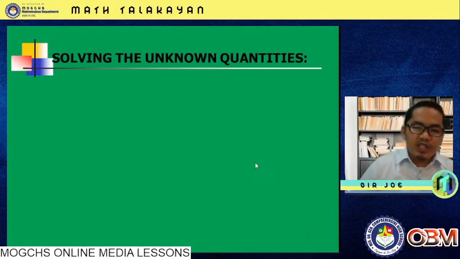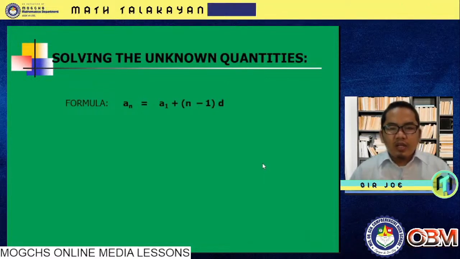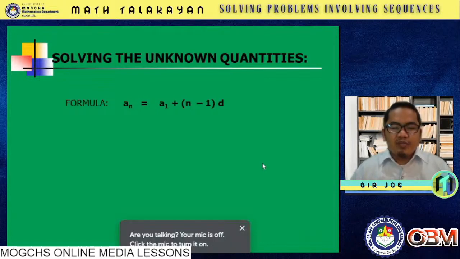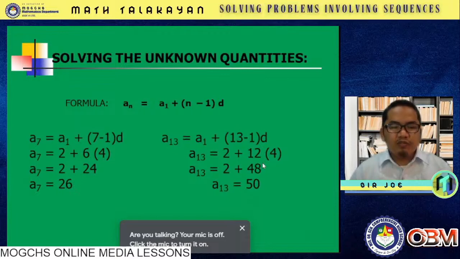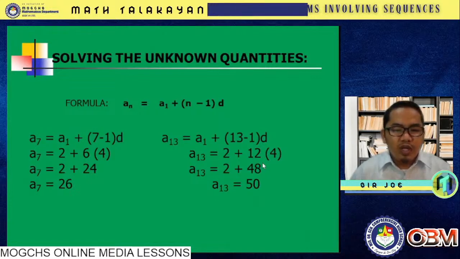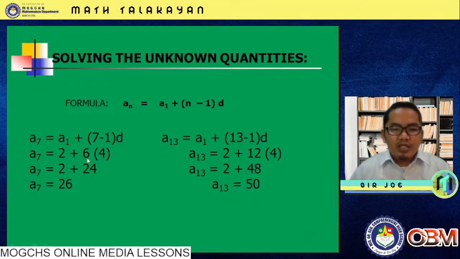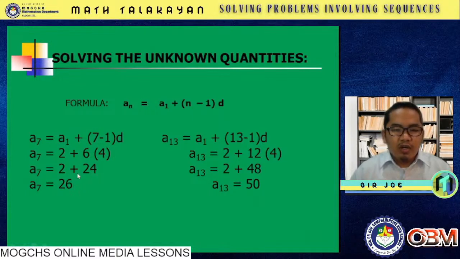For solving the unknown quantities, we have the formula a sub n is equal to a sub 1 plus the quantity of n minus 1 times d. Let us solve first the 7th term. We have a sub 7 is equal to a sub 1 plus the quantity of 7 minus 1 times d. Since our first term is 2 and the common difference is 4, we have 6 times 4 is 24, plus 2 is equal to 26.